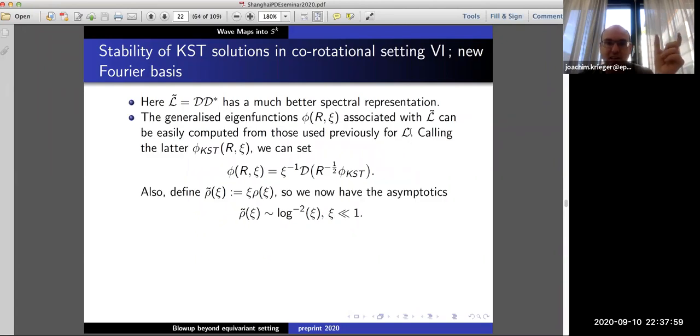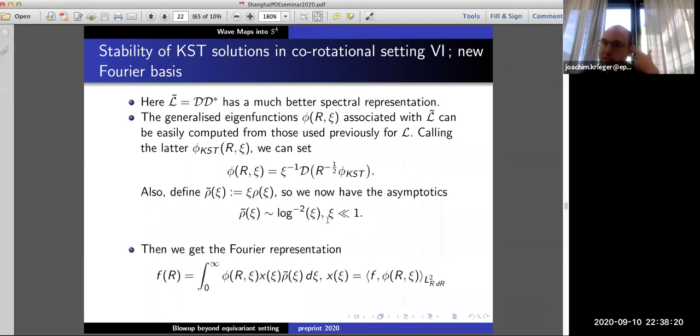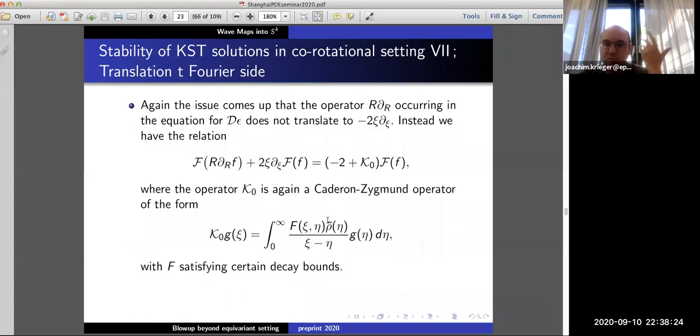Once you have eigenfunctions at the level of L, you get the eigenbases at the level of the supersymmetric partner by means of this simple formula here. And then you also know exactly what the spectral measure does. You see the spectral measure is now much less singular. It's only like log to the -2 psi, so it even vanishes at the origin. And so then you have a corresponding Fourier representation, and you work with this.